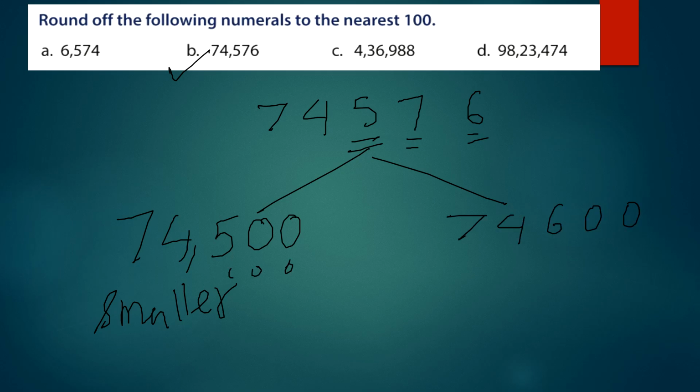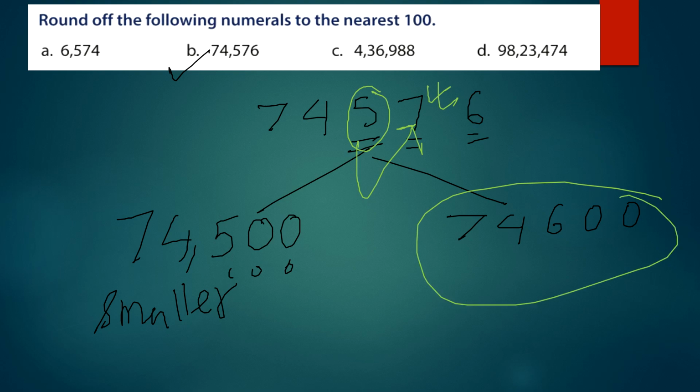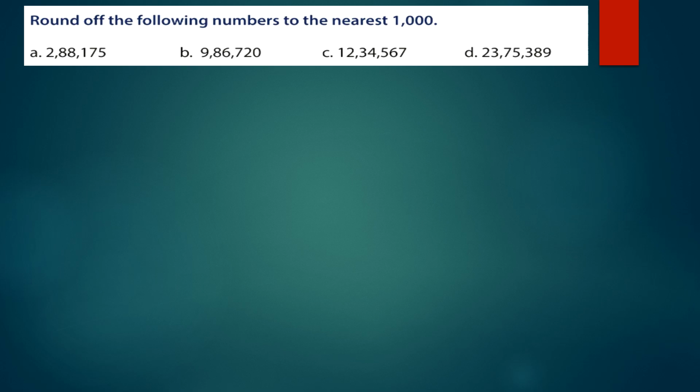That is your 74600. And same process. From the hundreds place, look to the right to the tens place. 7 is bigger than 5. Round it off to the bigger number. So this number will be rounded off to 74600. Okay. Now, next question.